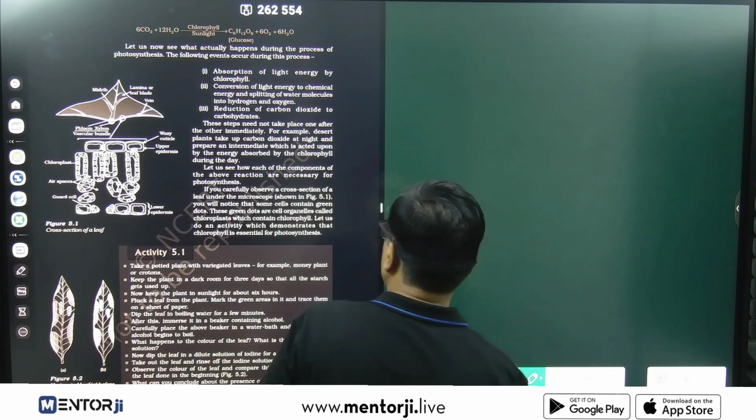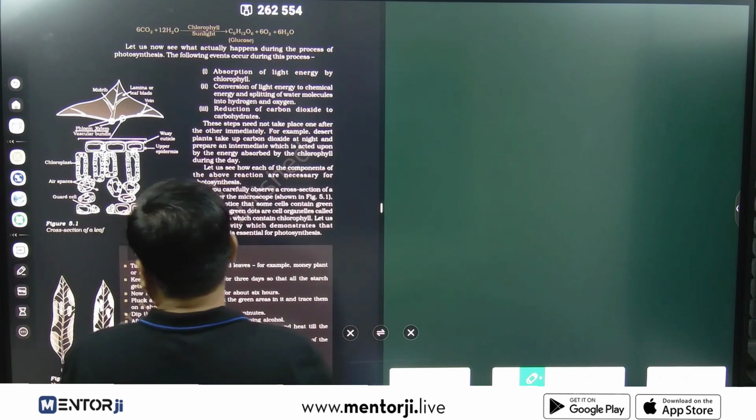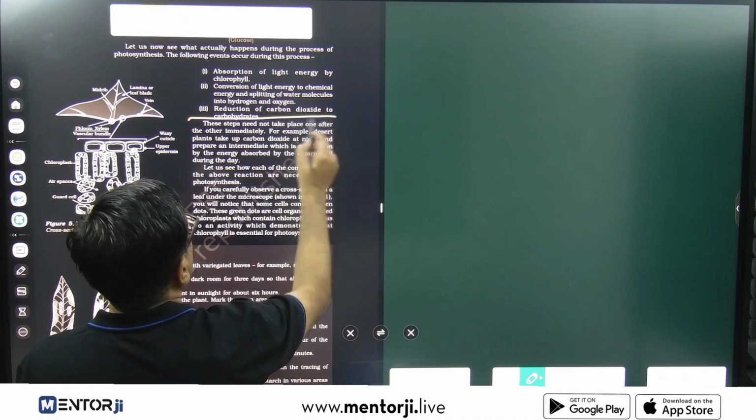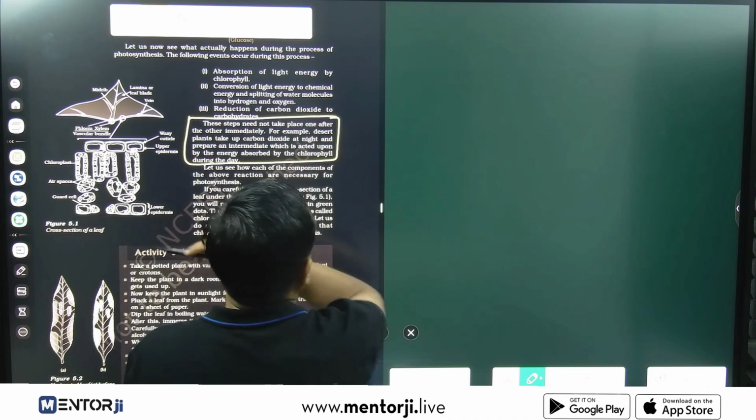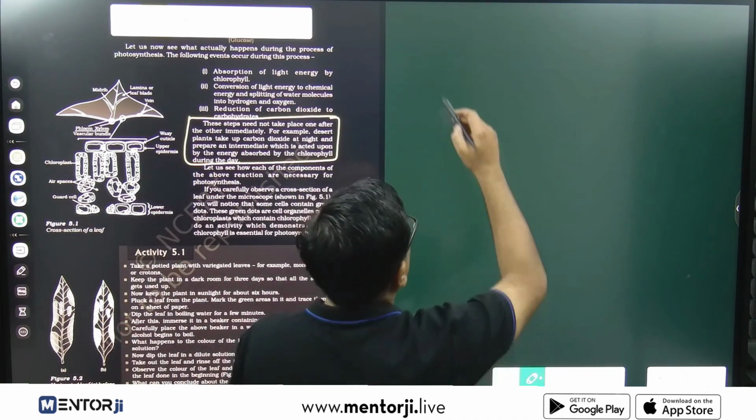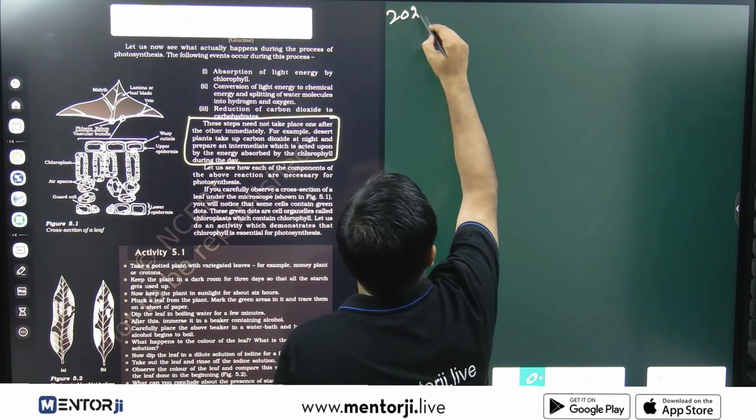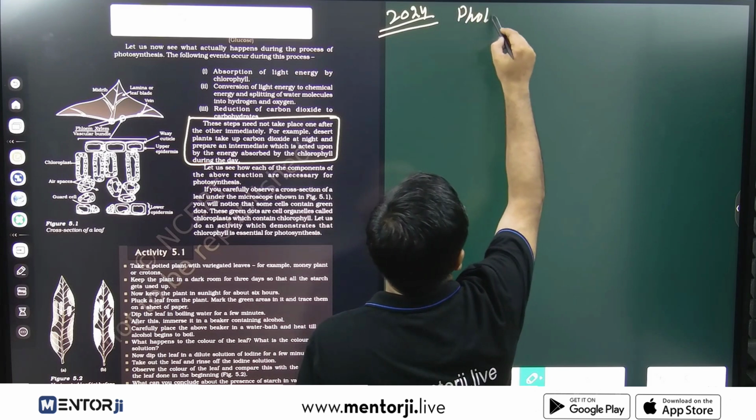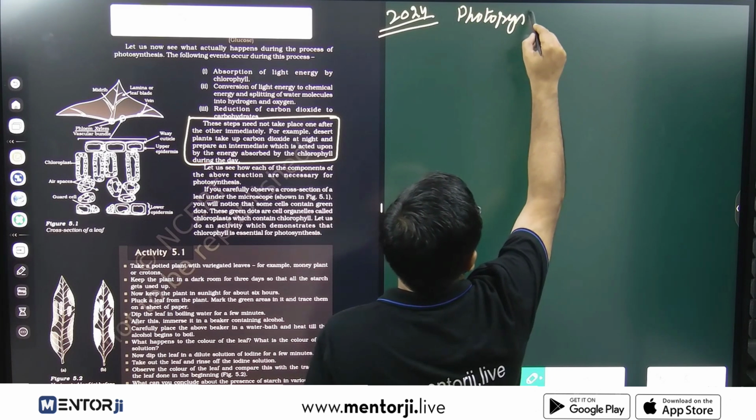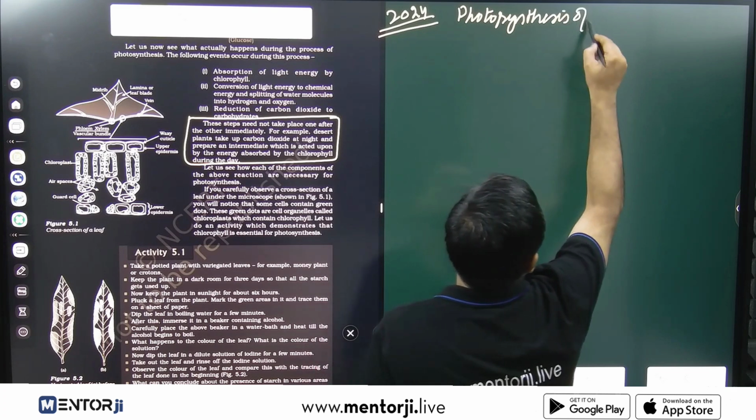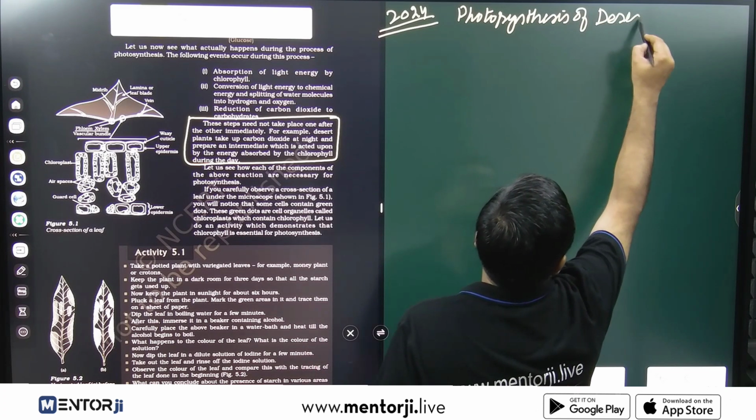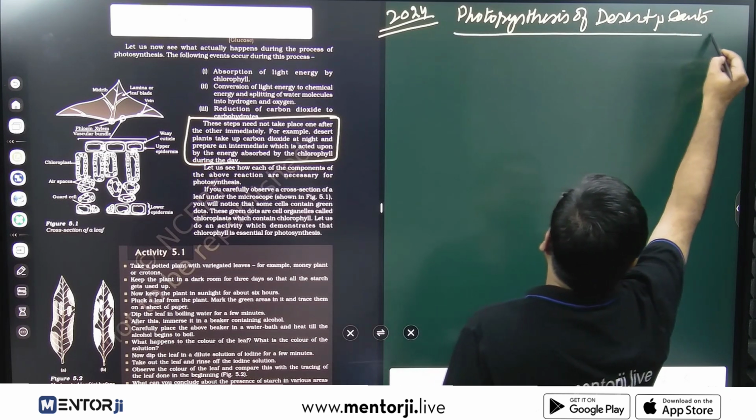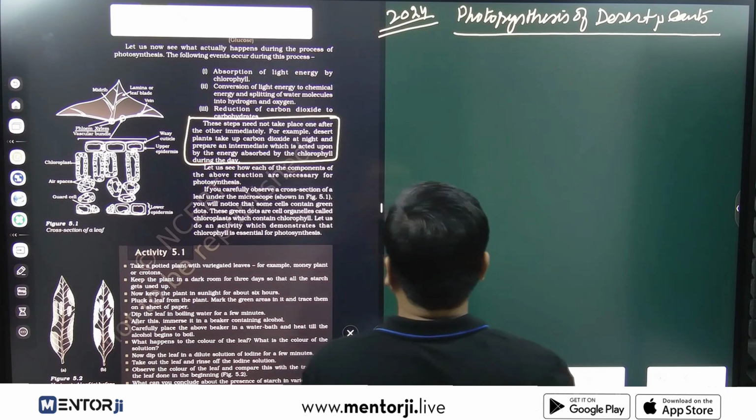Let's talk about the plants which are adapted for desert environment. So let's focus on that. Photosynthesis of desert plants. That's a very important point for your board exam.